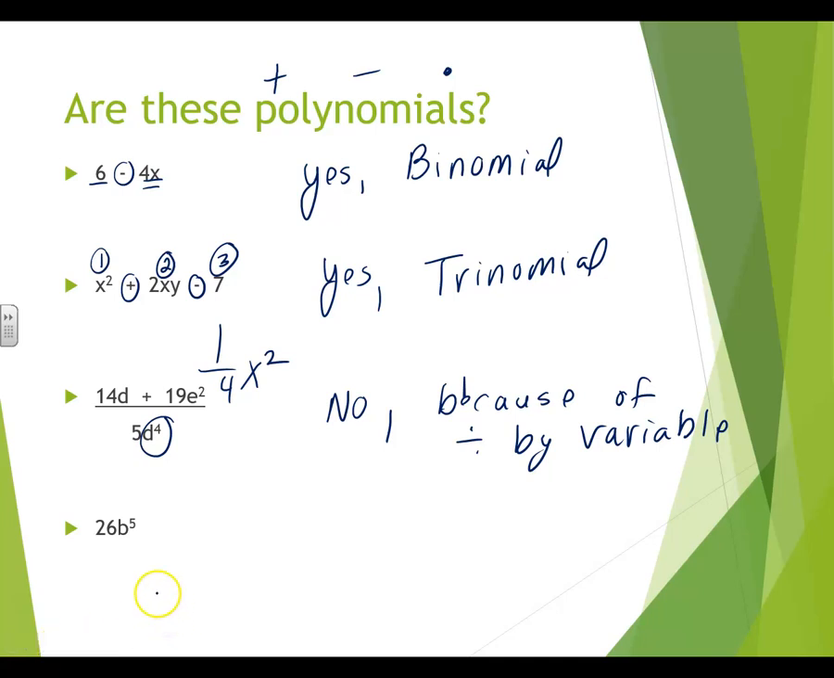All right, this last one. Is it all addition, subtraction, and or multiplication? Yes, so it is a polynomial. How many terms does it have? 1, so it's a monomial.